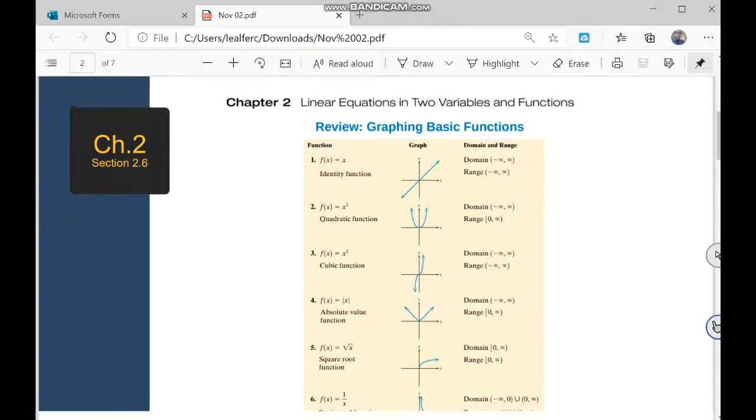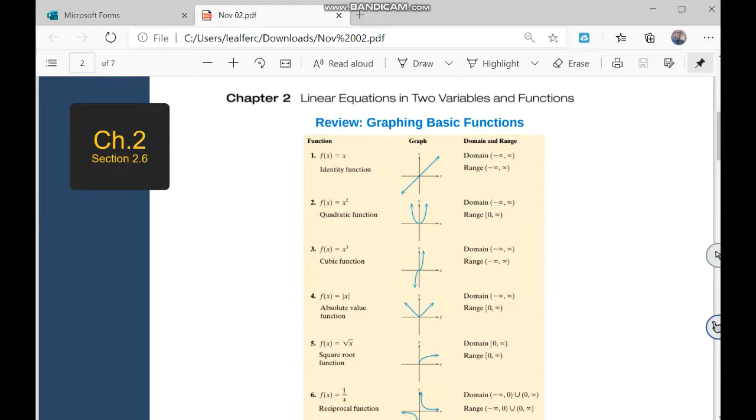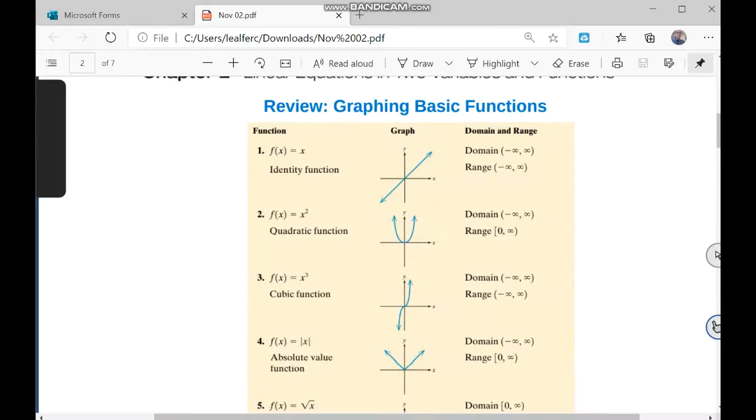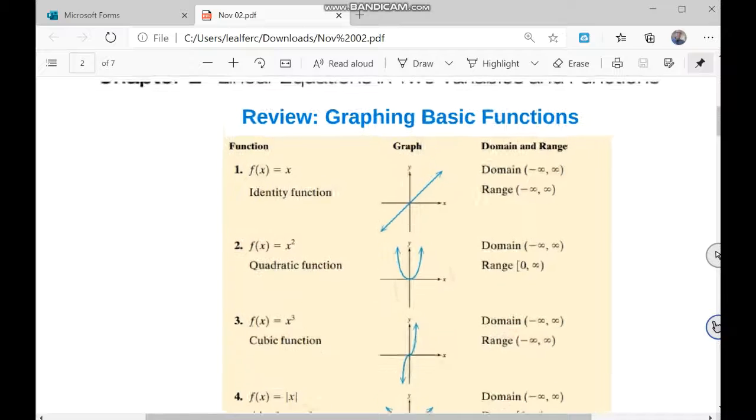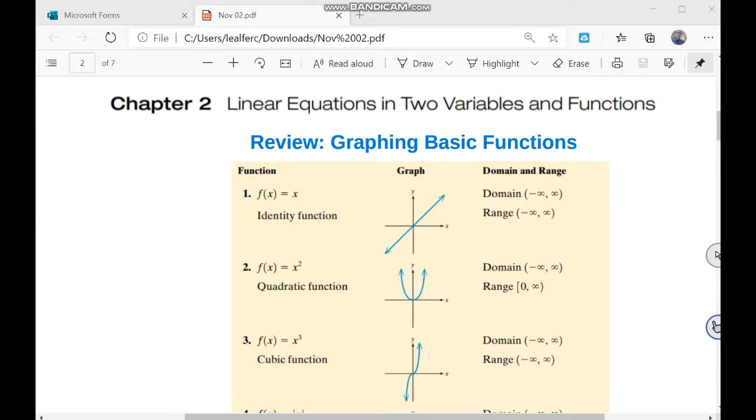And now a quick review from last Friday. Let me know, type here in the chat box if you still have any questions about last Friday. We have seen basic functions, how to graph basic functions. And what is important here, what you need to understand, apply and work, is to match the equation, the function, with the graph.